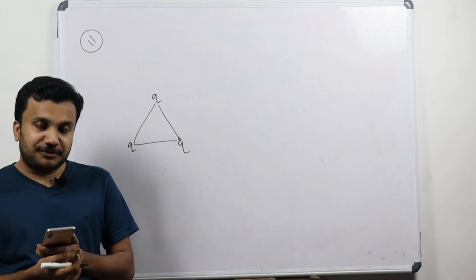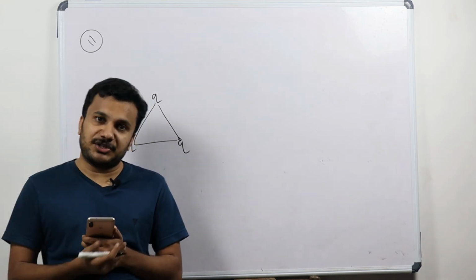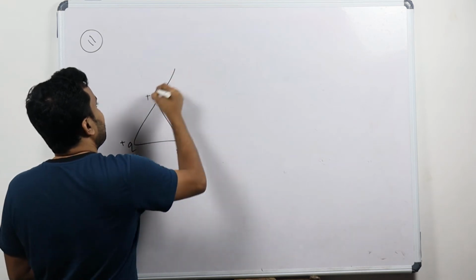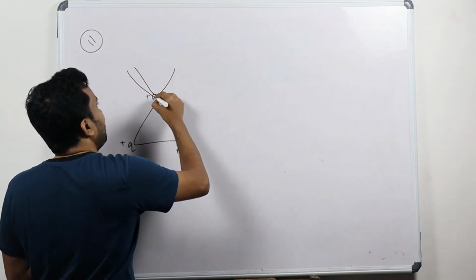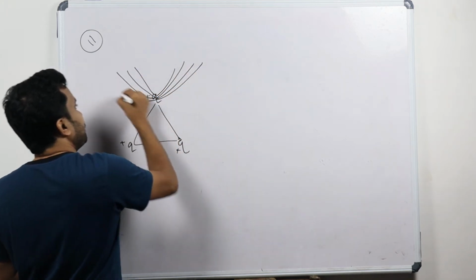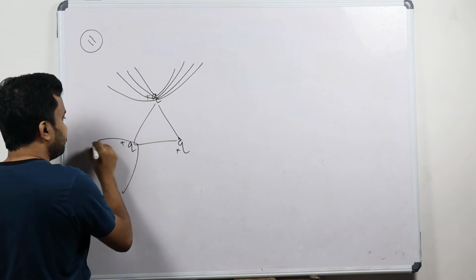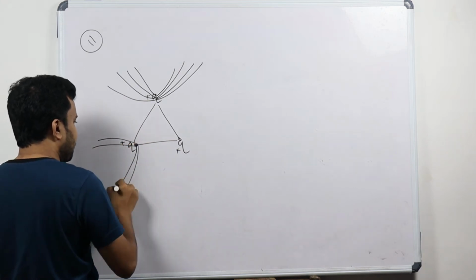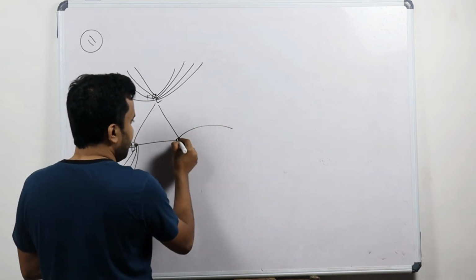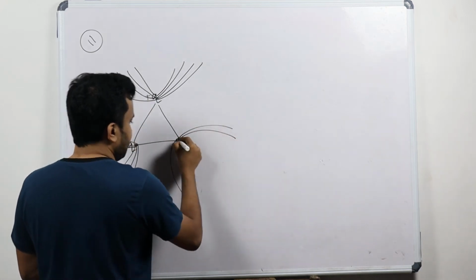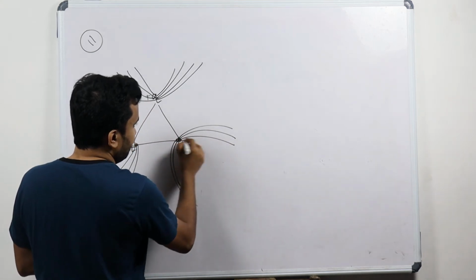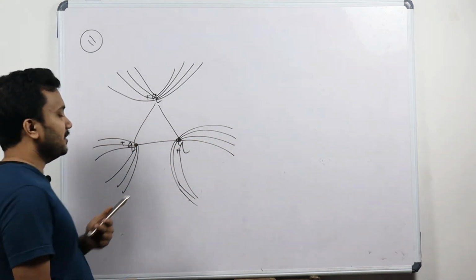Second option, electric field lines always emerge from positive charges. Always emerge means, all are positive charges in the question. So the electric field lines always emerge from positive charges, like this. Starting from here, starting from here, starting from here, never cross. So it should go like this. Starting from here, starting from here. This is the lines of force.